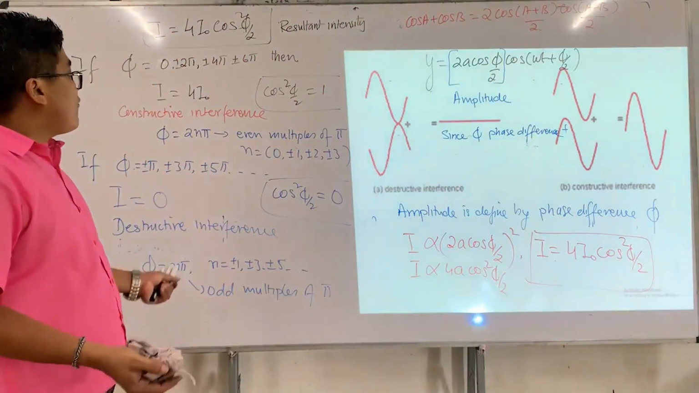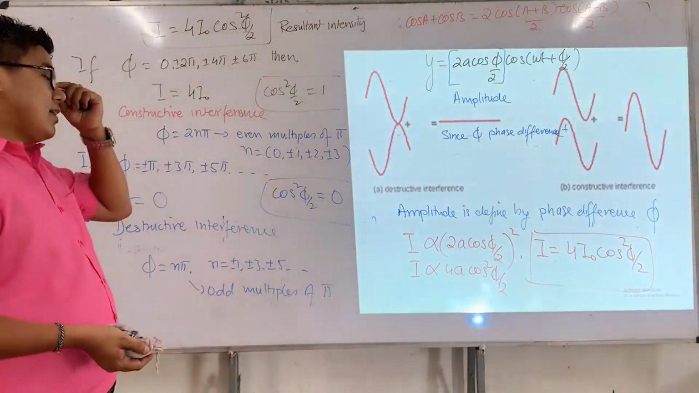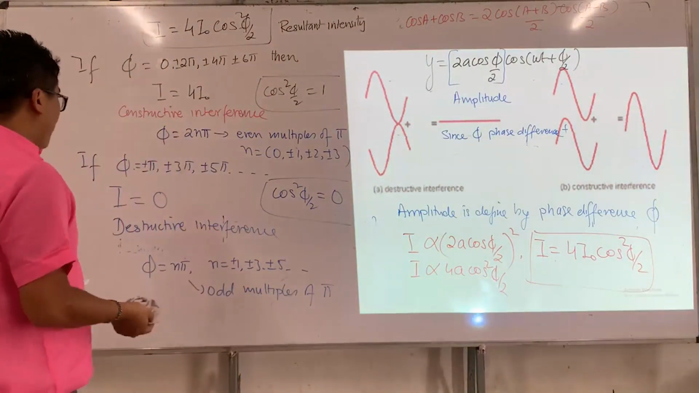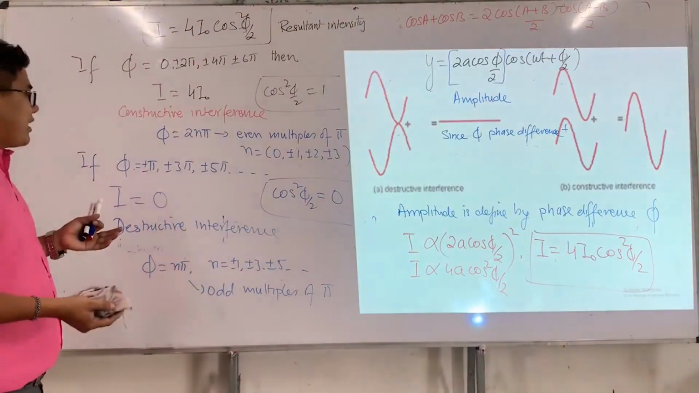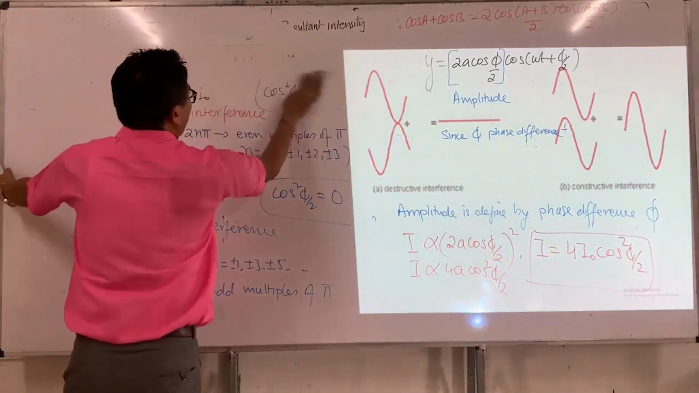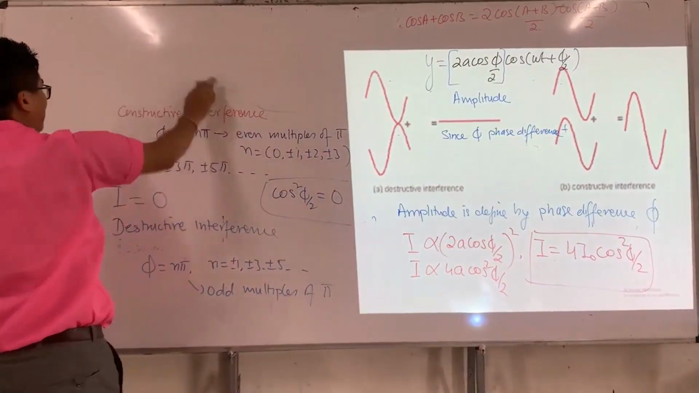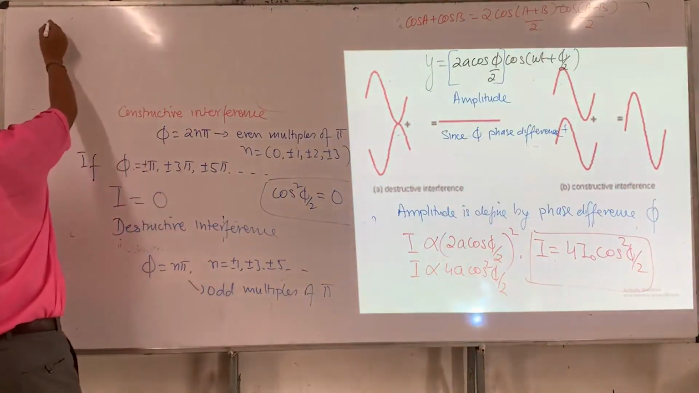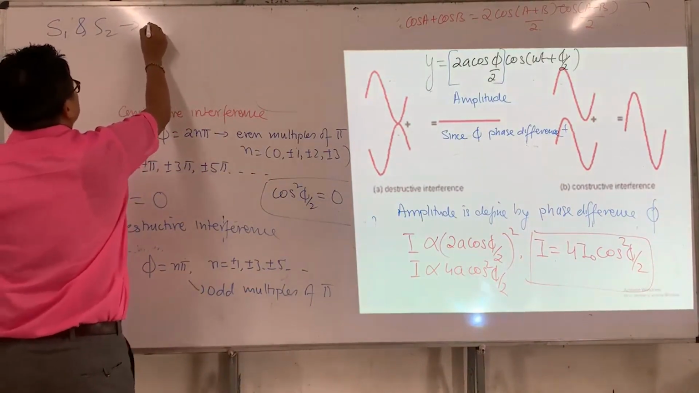Alright. Now we are done with both constructive and destructive interference. Last, what I'm going to do is incoherent waves. What about if light from S1 and S2 are incoherent? First I would like to redefine it: light from S1 and S2 are said to be incoherent.